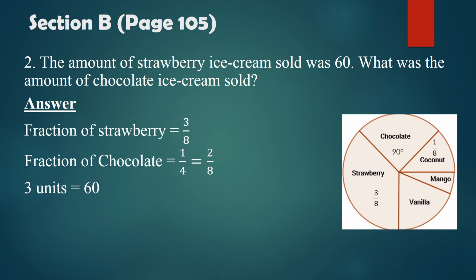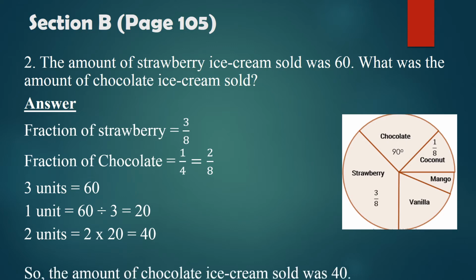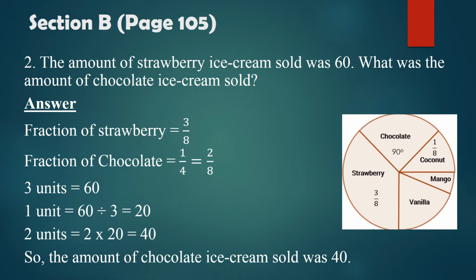Since 3 units equal 60, then 1 unit, you just take 60 divided by 3 and then you got 20. And if you want to know the amount of chocolate ice cream sold, you have to find 2 units. So you just take 2 times 20 and then you got 40. So the amount of chocolate ice cream sold was 40.